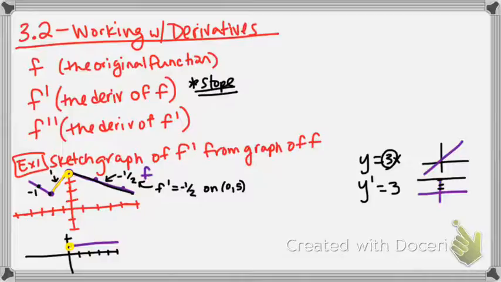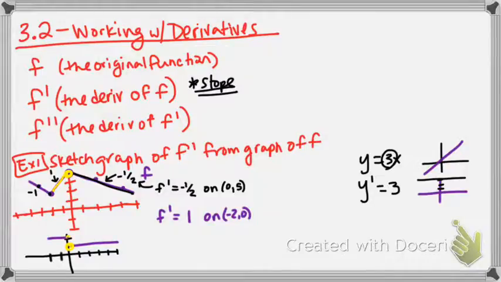Okay, let's keep going. Let's find f prime. F prime is 1, but on what interval? F prime is 1 on the interval -2 to 0. So I'm going to draw a horizontal line at 1. Okay, let me go back to my colors here. I'm going to draw a horizontal line at 1 from -2 to 0.